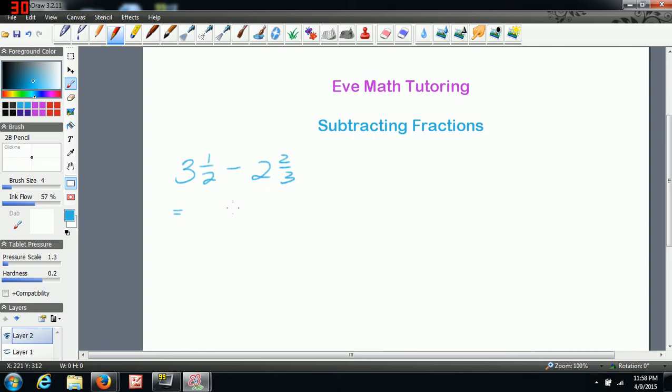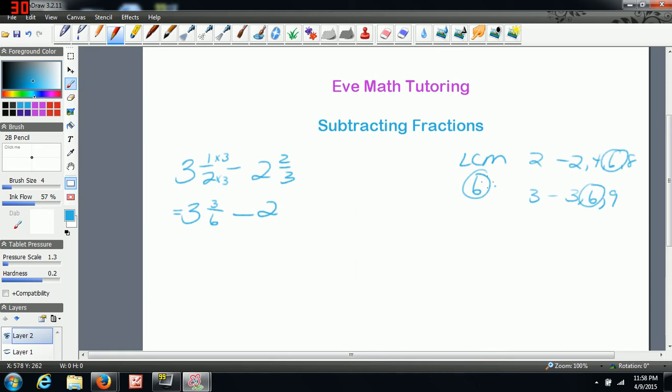Okay, so now in this case, what's the lowest common multiple of the numbers 2 and 3? So I list some multiples of 2, I list some multiples of 3, and I see that the lowest common multiple is the number 6. So I have to go ahead and change these fractions first. So to get 2 to be equal to 6, I multiply by 3. Whatever I do to the bottom of the fraction, I do the same thing to the top.